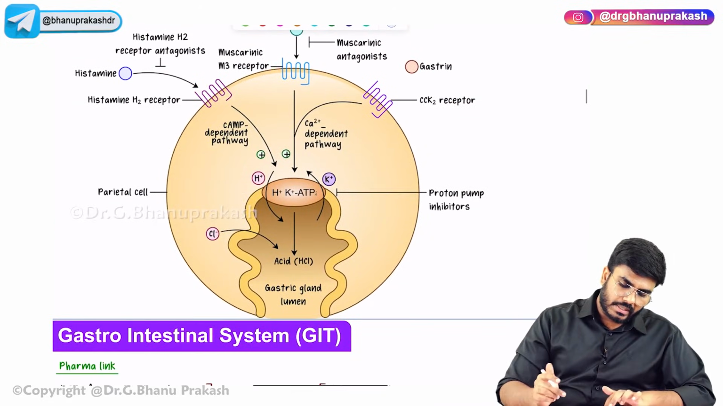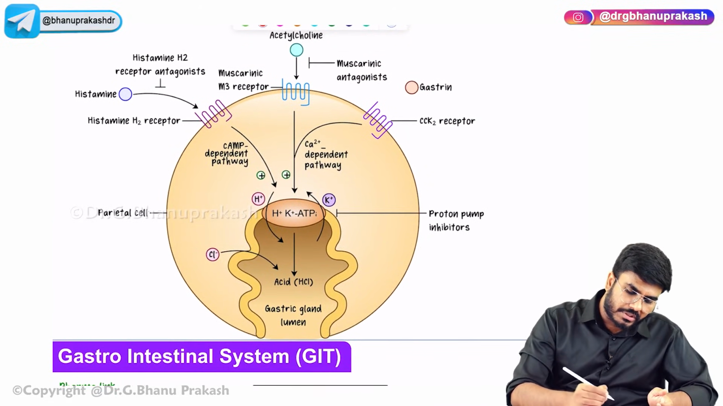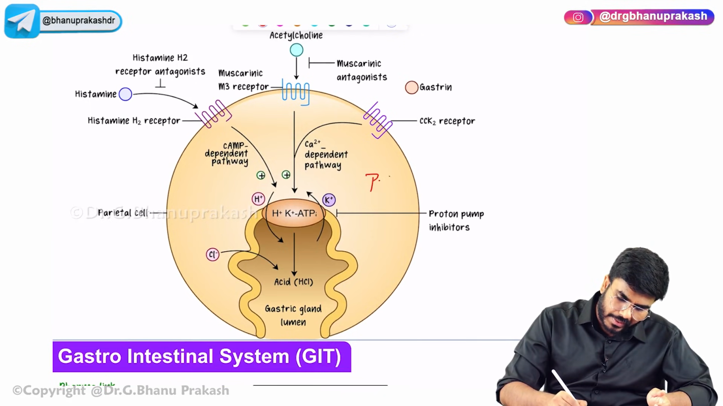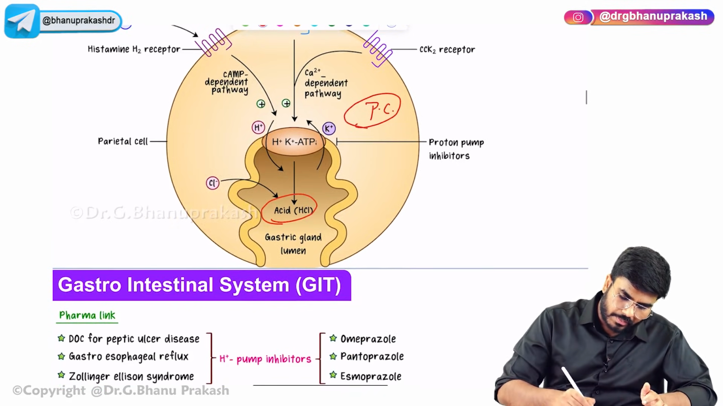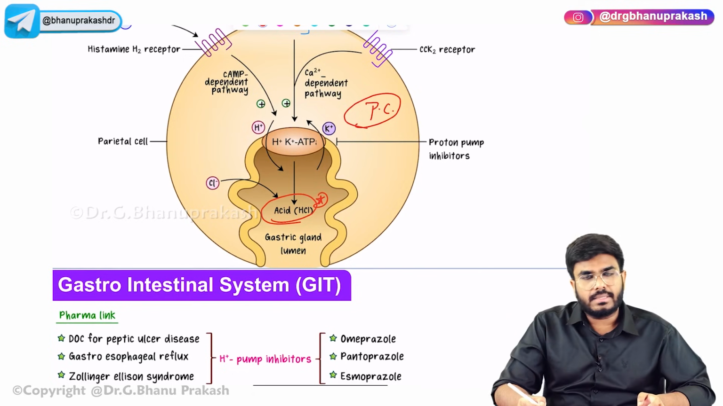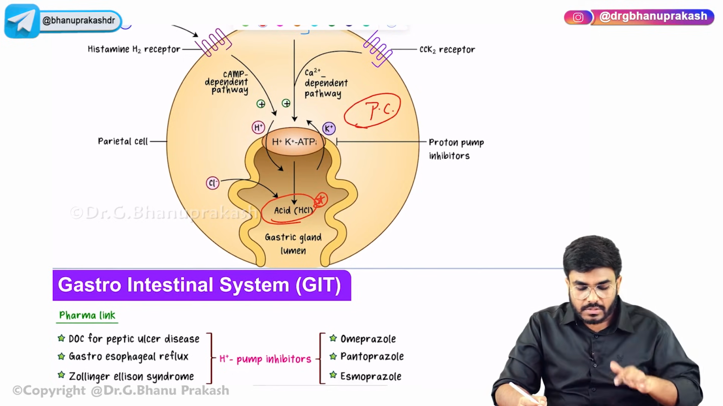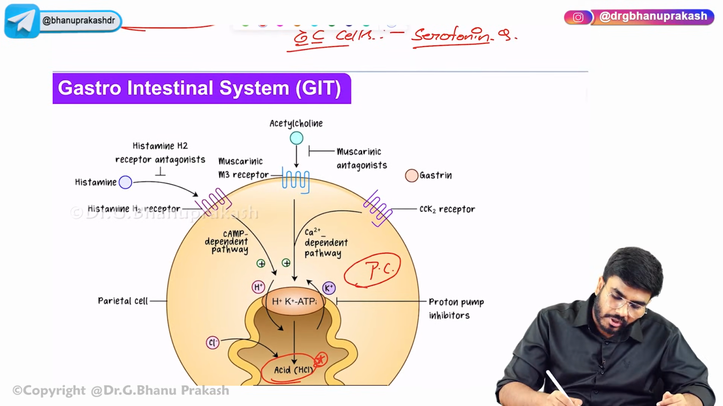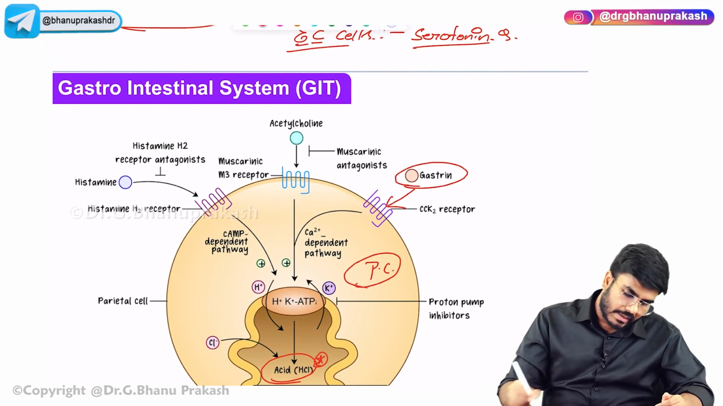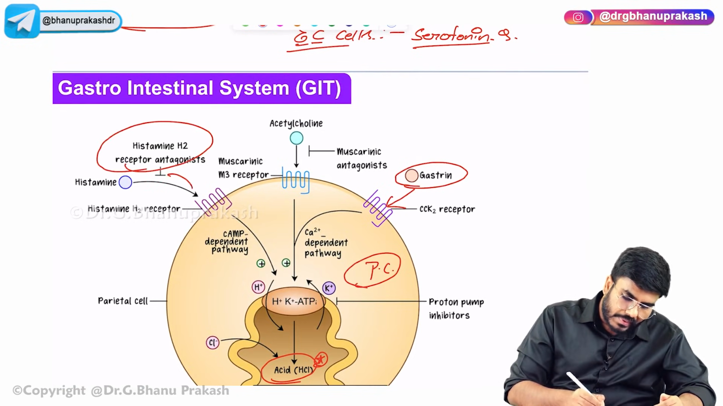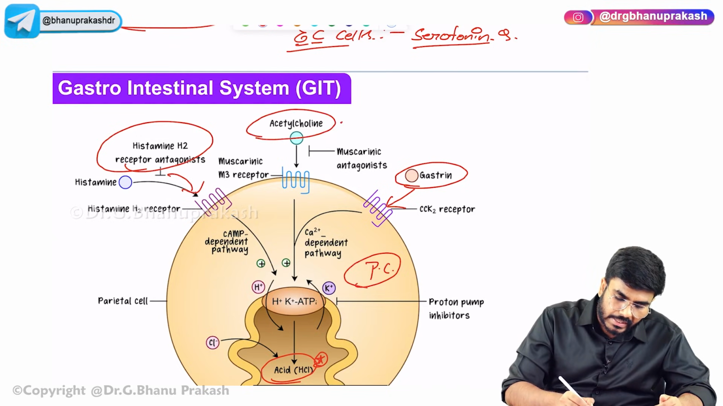Next, in this slide, what I am teaching you is a parietal cell. I have taught you that the parietal cell produces acid. So, what are the stimuli for the release of acid? Already I have taught you gastrin is a stimulus, histamine is a stimulus, and the third stimulus is acetylcholine.